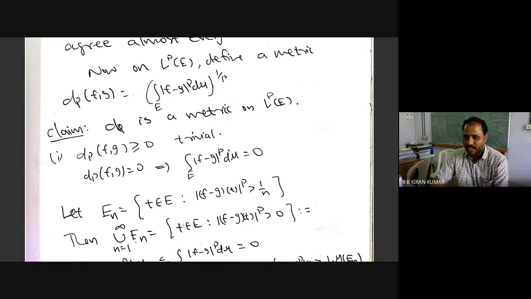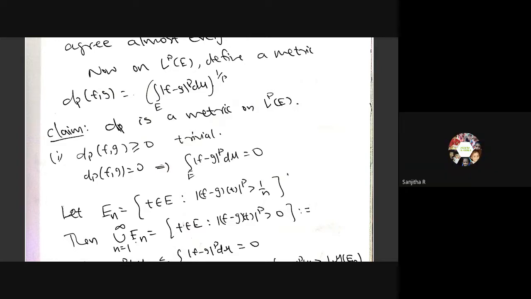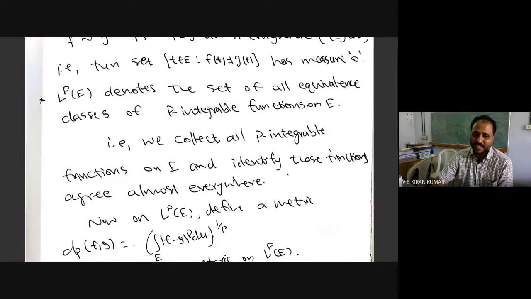That means this quantity is 0. I want to prove that f equals g, right? What I want to prove is that f equals g. That is the thing: d_p(f,g) equals 0 if and only if f equals g.